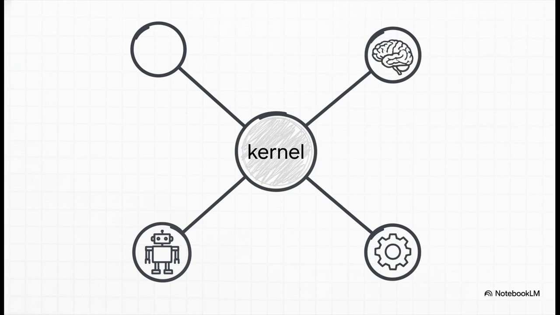This idea completely reframes the entire problem. The large language model stops being just a brain in a jar. It becomes the kernel of an operating system. Its job is to orchestrate all its resources, memory, tools, other agents, in a structured, predictable way, just like the OS on your laptop manages your apps and files.